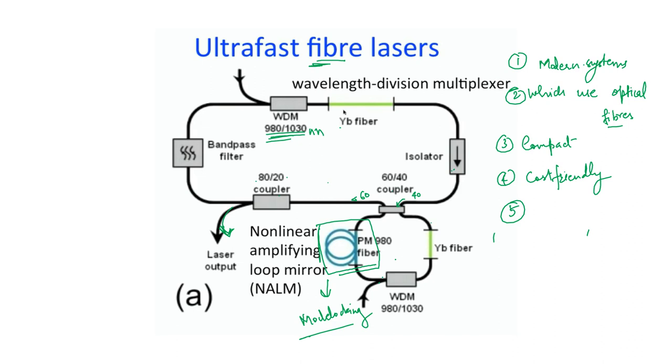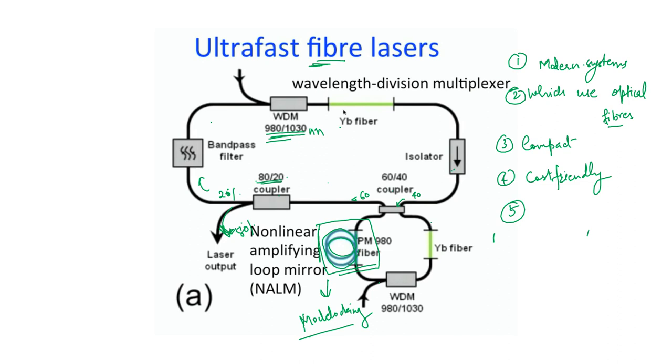As the light passes through this whole system, through the non-linear amplifying loop mirror also, we can see this is something like a coiled structure, which is coiled, and when light passes through this whole system, it is amplified and mode locked. Further, when it goes out, it passes through this 80-20 coupler, from where only 80% of the light goes out and the rest 20% is allowed to pass in the media.